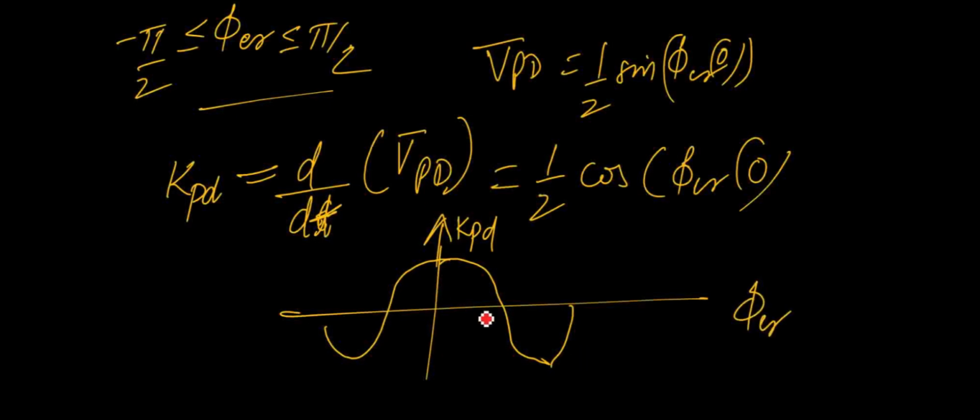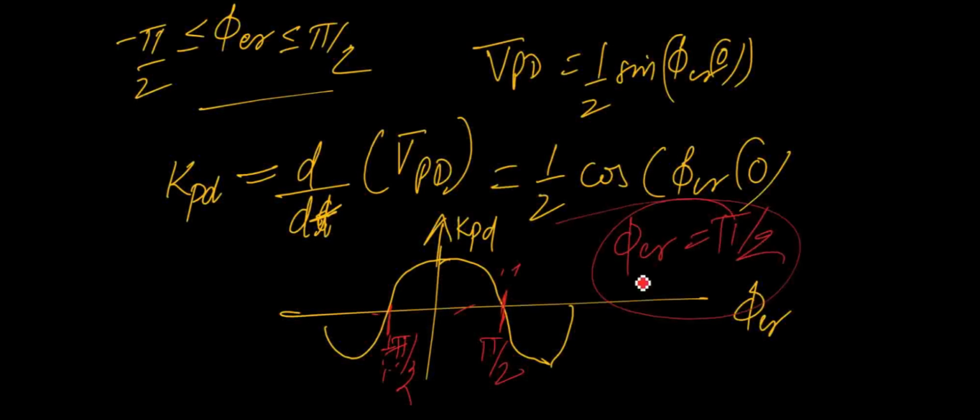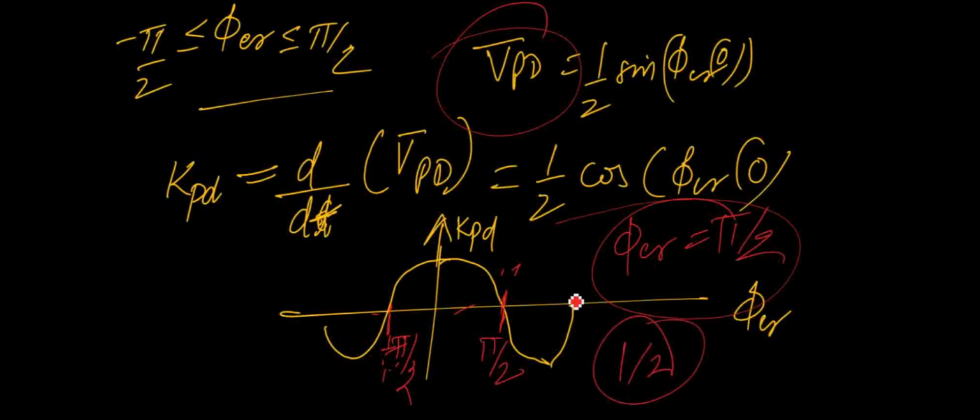So we saw that this is pi by 2, this is minus pi by 2, and for VPD this was a linear range. So you will keep this phi error in this range. But what you are seeing is, if your phi error is equal to pi by 2, at that time you are getting the maximum VPD bar, which will be equal to 1 by 2, right? Because sine of pi by 2 becomes 1 and this is 1 by 2, so VPD bar equal to 1 by 2 is the maximum value of the VPD bar at pi by 2.